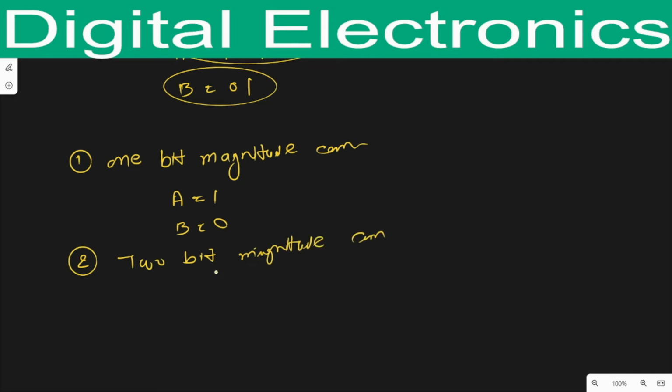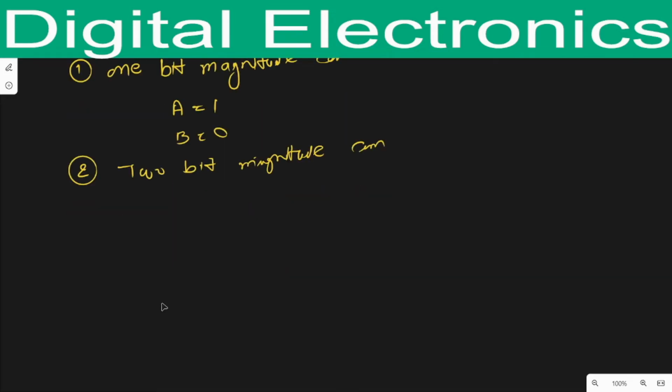In a 2 bit magnitude comparator, the number A is of 2 bits and the number B is of 2 bits. In this case, if I want to design a magnitude comparator to compare these two numbers, that comparator is known as a 2 bit comparator. Similarly, if I want to compare two numbers A and B, and the number of bits in A and B is 3 bits each, then the comparator required is known as a 3 bit magnitude comparator.